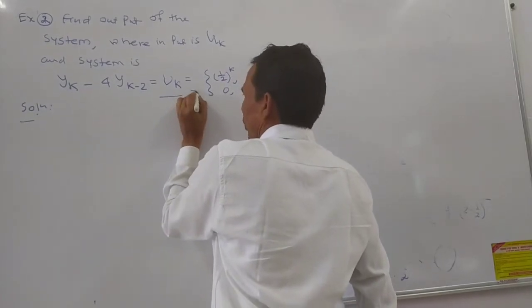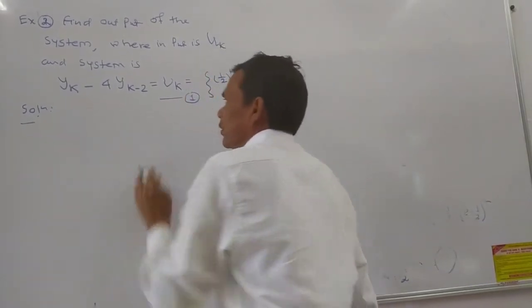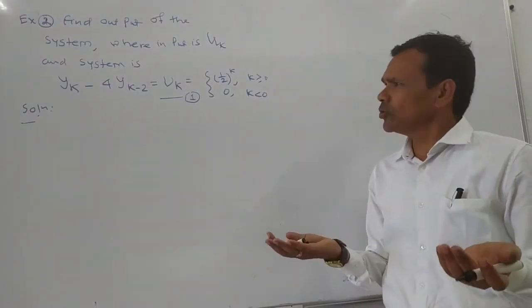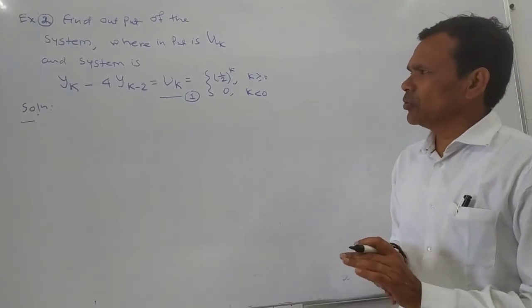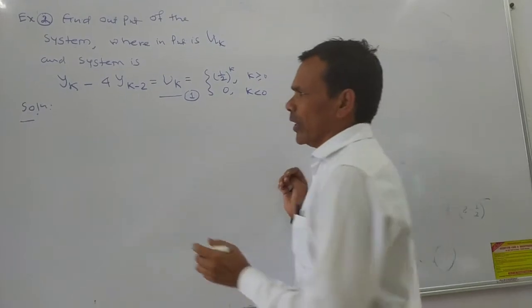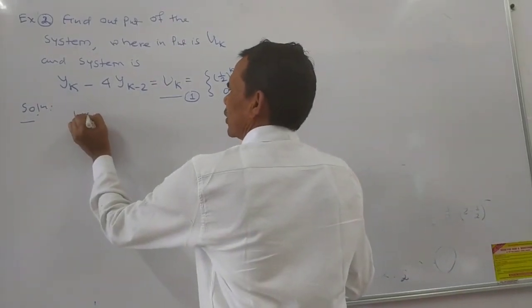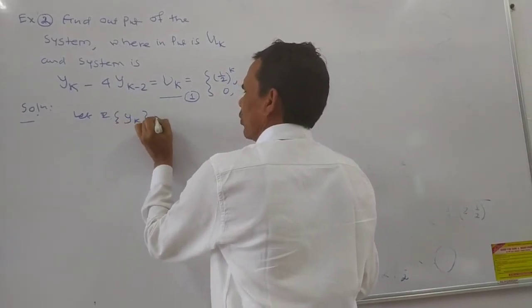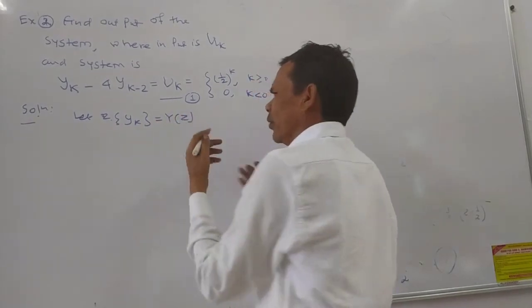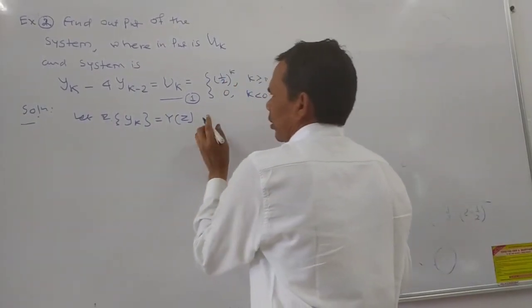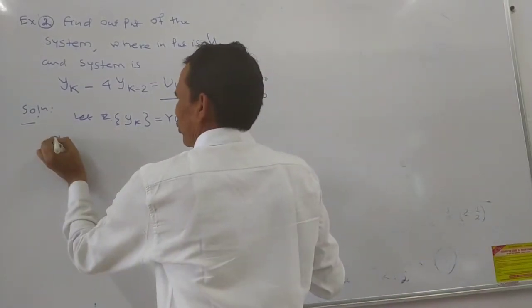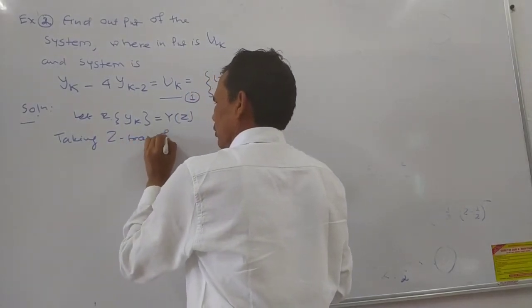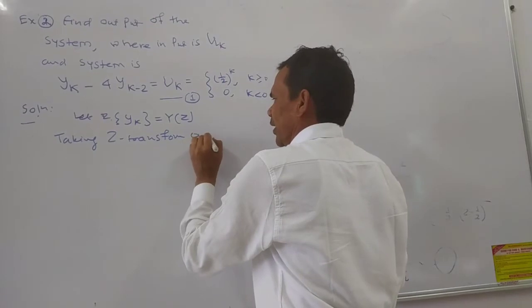I call this equation 1. We need to find y k. Normally we use f of k here, or the sequence is denoted by u n, y k, or f of k; the notation doesn't matter. So I take the z transform on both sides of 1. Let the z transform of y k be equal to y of z, or f of z, as you may call it.